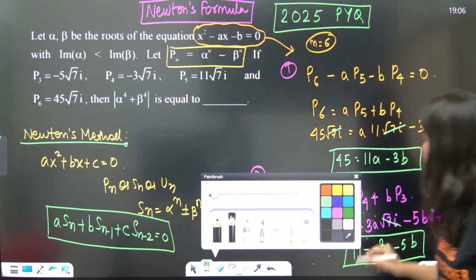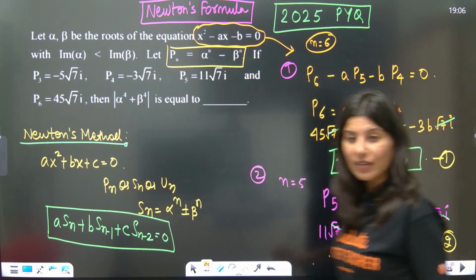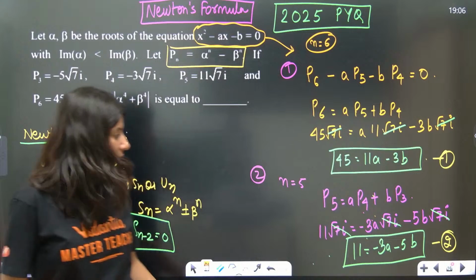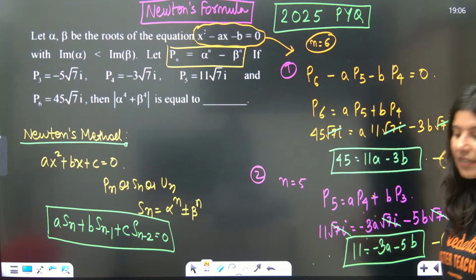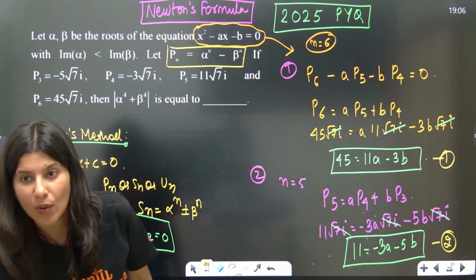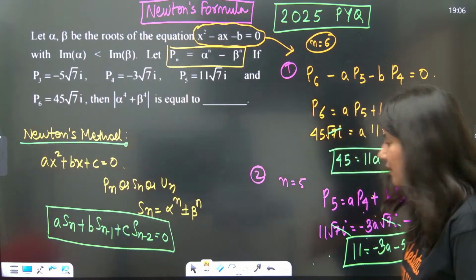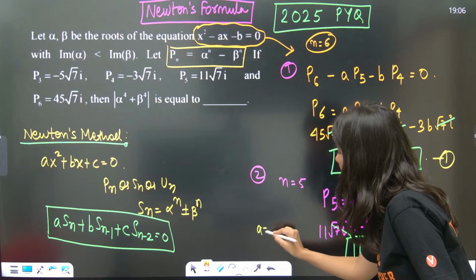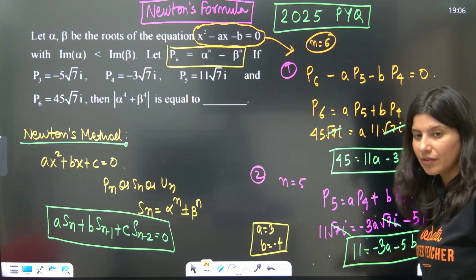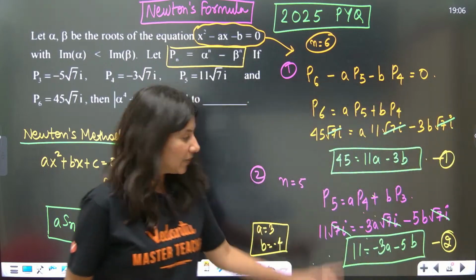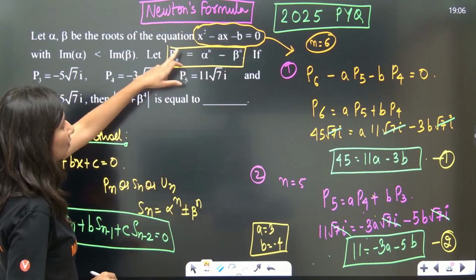Now if you solve the first and second equations, you are going to get the values of a and b. So just solve it. From here a will be 3 and b will be −4. Two equations, two unknowns, everybody will be able to solve it. a equals 3, b equals −4.